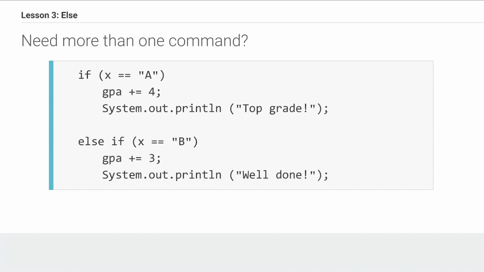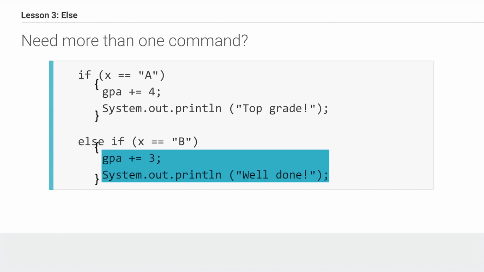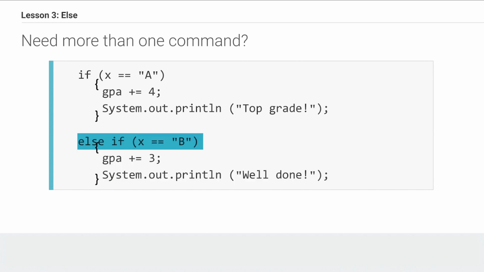The problem is, the way we do if statements is the if is going to run through, and as soon as it hits that first semicolon, it stops, which means technically the way I have this written right now, this System.out.println is outside the gate of my if statement. So the fix for that is easy. Like we've seen before, we're going to use our curly brackets. So what we've done now is GPA plus equals 4 and System.out.println top grade. These two are now connected to this if statement. GPA plus equals 3 and System.out.println well done. These two commands are connected to the else if statement.